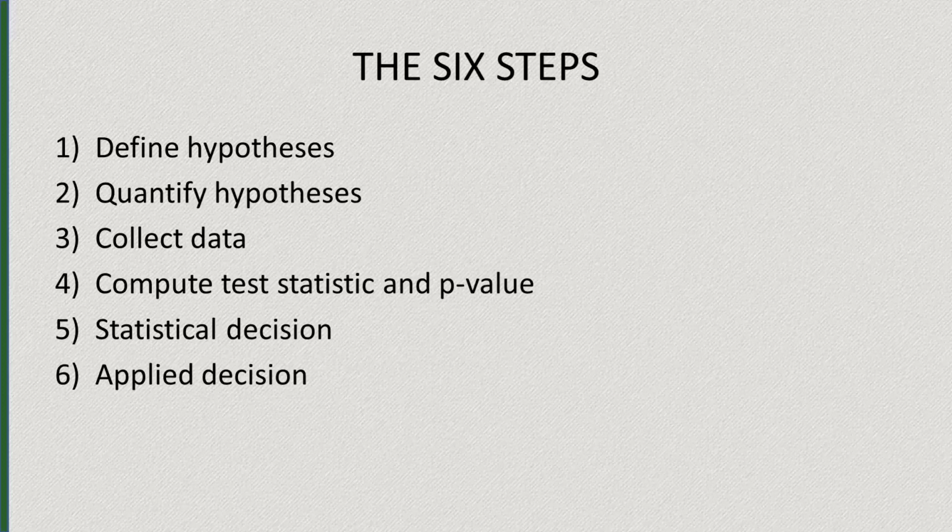So those are our 6 steps. We define hypotheses, we quantify them. At that point, we go out and collect some data. Based upon that data, we'll compute a test statistic and a p-value. The test statistic measures how close the data are to what we expected. The p-value tells us how likely it is to get those data in null hypothesis world. At that point, we make a decision. We will either reject the null hypothesis or we don't reject the null hypothesis. And then decide whether we do or do not have enough evidence to make a statement about the actual wording of the null hypothesis in the real world scenario it applies to.